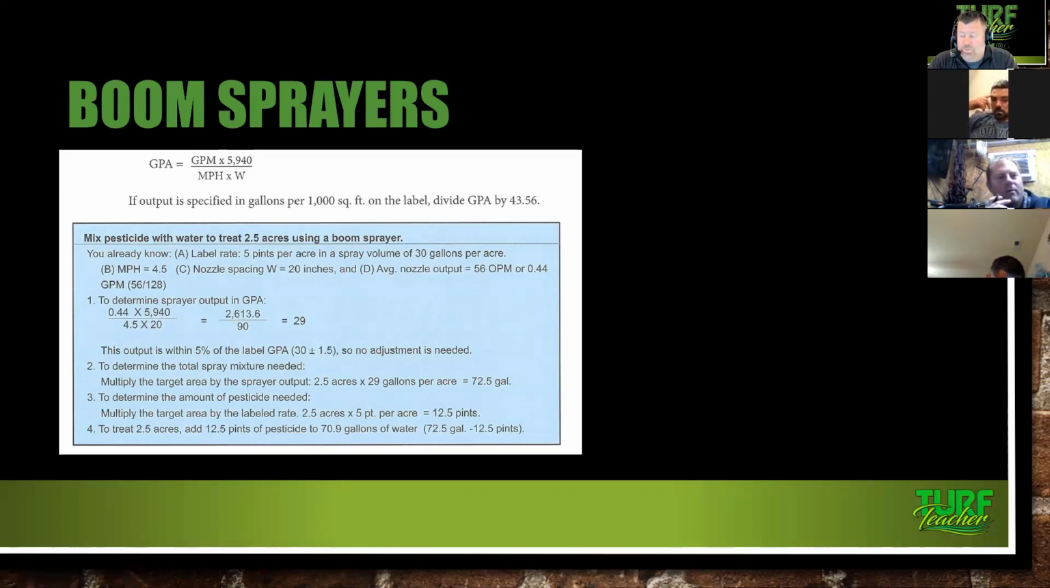To determine the total spray mixture needed, we're going to multiply the target area by the sprayer output. 2.5 acres times 29 gallons per acre is 72.5 gallons. Determine the amount of pesticide needed. We're going to multiply the target area by the labeled rate. 2.5 acres times 5 pints per acre equals 12.5 pints. And so to treat 2.5 acres, add 12.5 pints of pesticide to 70.9 gallons of water. Remember, we have to subtract the pints of pesticide from the 72.5 gallons of total spray mixture.